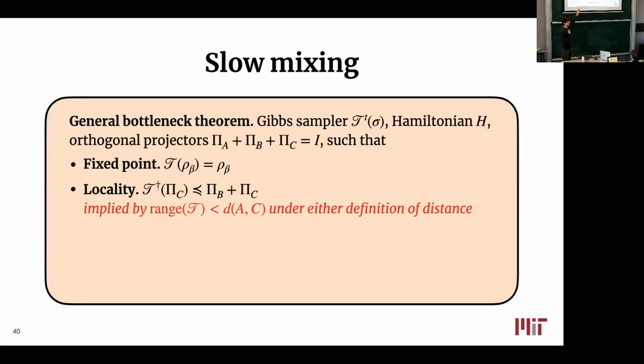But I'm just going to write over here that the adjoint map applied to C is contained in B and C. So it's saying that if you just arrived in C, you must have come from either B or C. You couldn't have come from A. Since we want to say that to go from A to C, you have to go through B. So if you just arrived in C, you must have come from either B or C, is what it says.